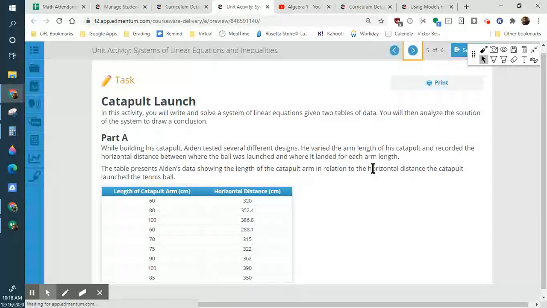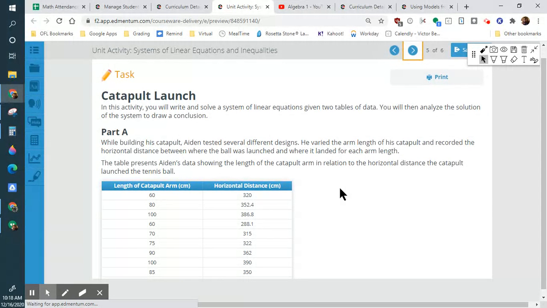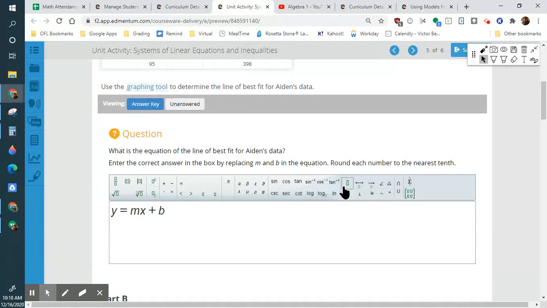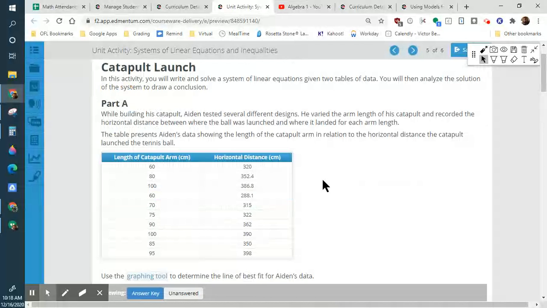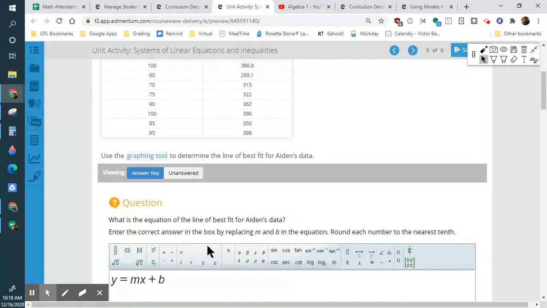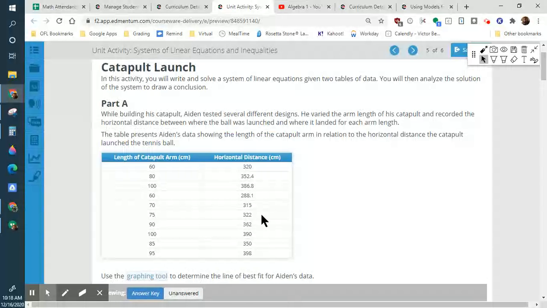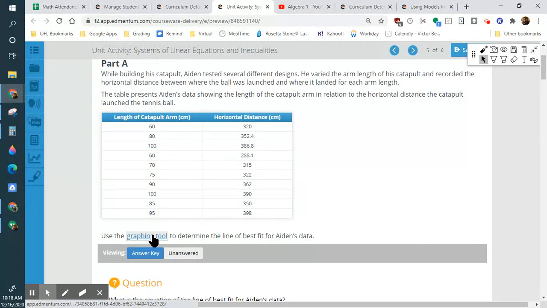All right, so when we're doing this, they give us all this data. It seems like it's a lot, but it's actually not that bad. We need to find this equation for it. So we're actually going to use this graphing tool right here. A lot of people skip it when they're doing this activity. They don't see that we need this graphing tool.